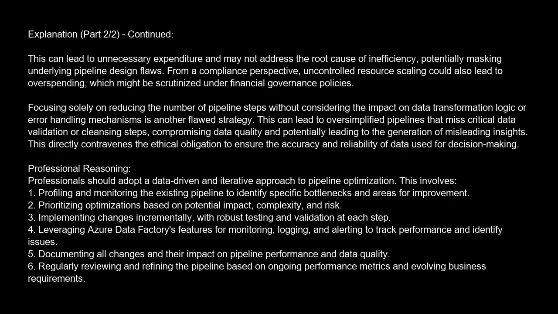This can lead to unnecessary expenditure and may not address the root cause of inefficiency, potentially masking underlying pipeline design flaws. From a compliance perspective, uncontrolled resource scaling could also lead to overspending, which might be scrutinized under financial governance policies. Focusing solely on reducing the number of pipeline steps without considering the impact on data transformation logic or error handling mechanisms is another flawed strategy. This can lead to oversimplified pipelines that miss critical data validation or cleansing steps, compromising data quality, and potentially leading to the generation of misleading insights. This directly contravenes the ethical obligation to ensure the accuracy and reliability of data used for decision-making.